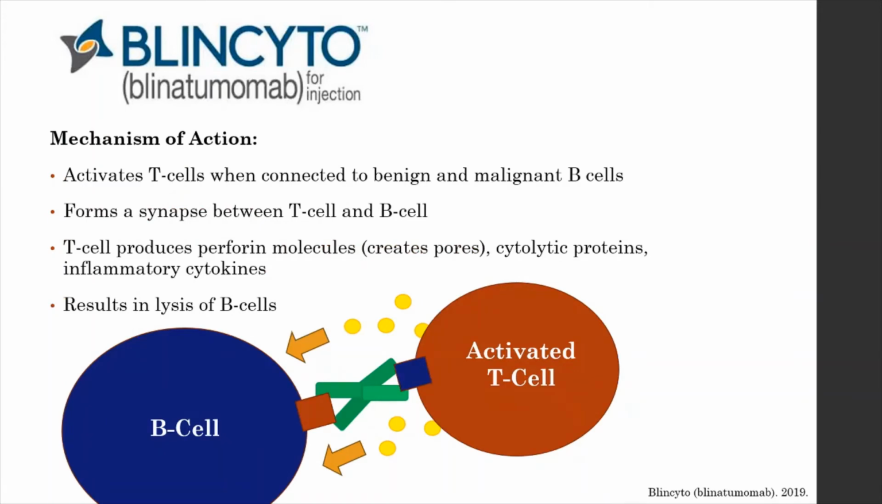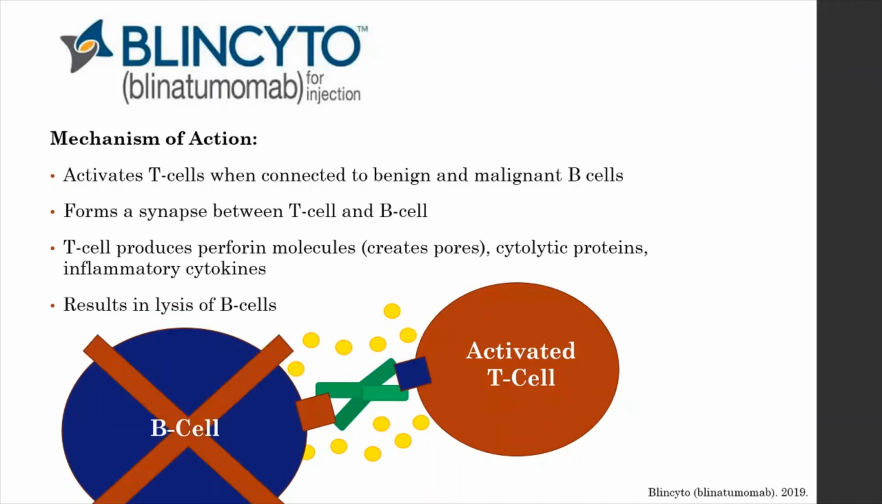So back to the mechanism. When Blincyto connects the T cell to the B cell, it activates the T cell and forms a synapse between the two cells. The T cell produces perforin molecules, which create pores in the B cell that let in cytolytic proteins and inflammatory cytokines, which results in the lysis of the B cells, cancerous B cells.